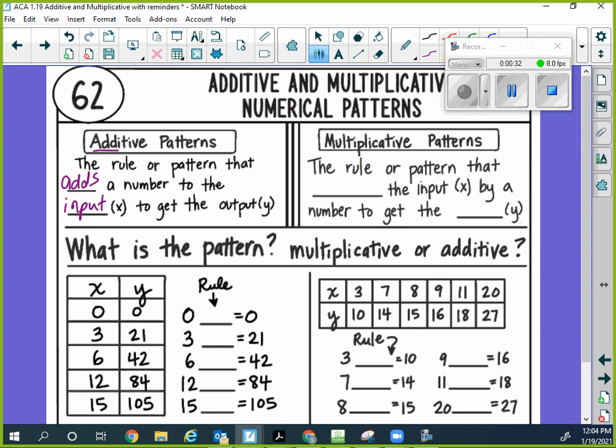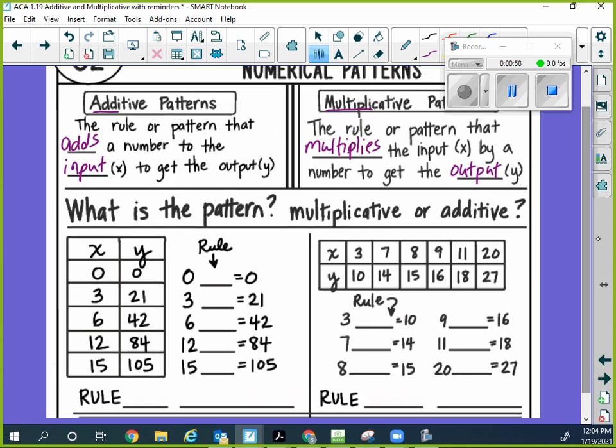Versus multiplicative patterns. What do you see in that word? Yeah, it kind of looks like multiply right there in the beginning, right? So it's the ruler pattern that multiplies the input by the number to get the output, or Y. Okay? You've probably seen these. You just didn't call them that.